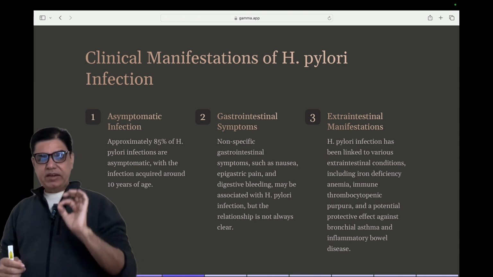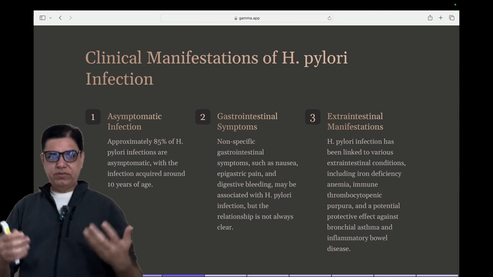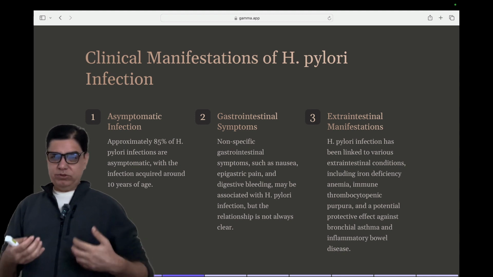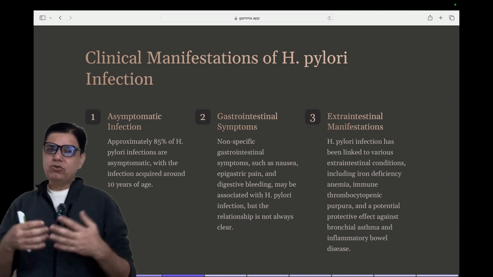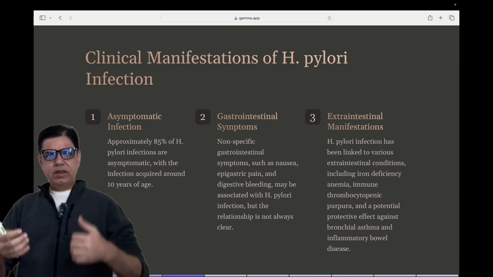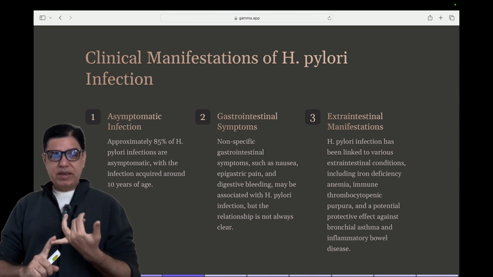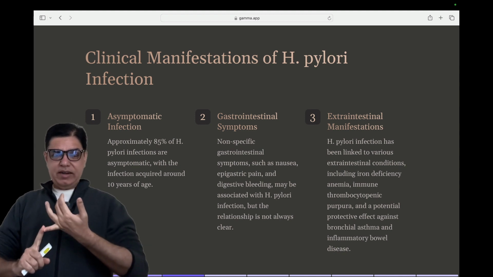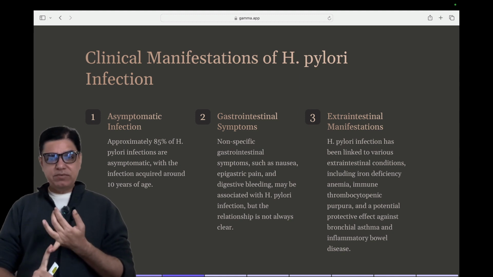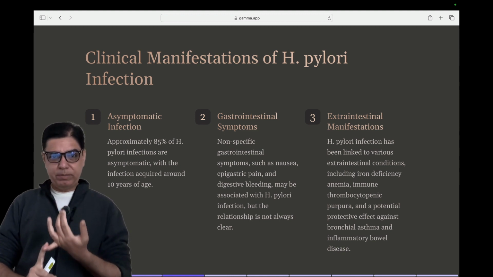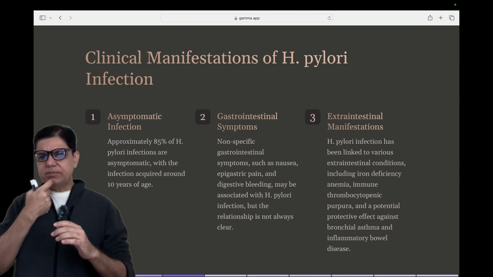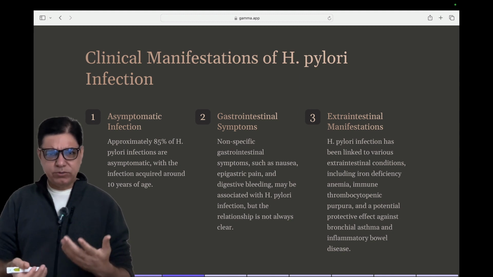Now, in case any symptoms occur, they are non-specific gastrointestinal symptoms, the most common being abdominal pain. So upper abdominal pain, which we call epigastric pain, is the most common. But epigastric pain can be caused by so many other things as well, so it's a very non-specific sign. Sometimes they can feel nausea. They can rarely have digestive bleeding, or what you call upper GI bleed, especially if they've got erosive gastritis or peptic ulcer disease. But that's quite a rarity. It's not that common. And some kids might have a bit of vomiting as well.